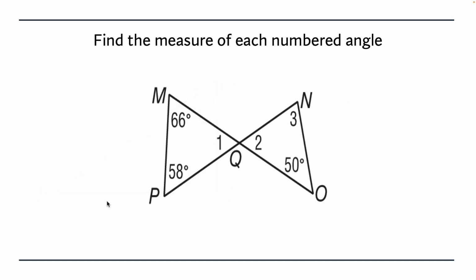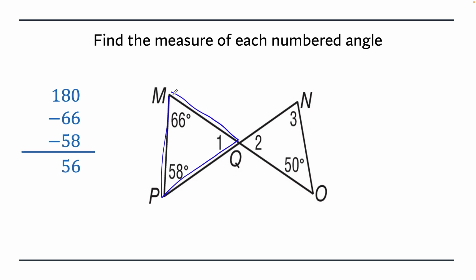This one's a little bit more complicated. We need to find the measures of angles 1, 2, and 3. So if we start with angle 1, let's just look at this triangle right here. Again, we know that within any triangle there's 180 degrees. Well, 66 degrees is already gone, 58 degrees is already gone, so what's left for angle 1 is 56 degrees.